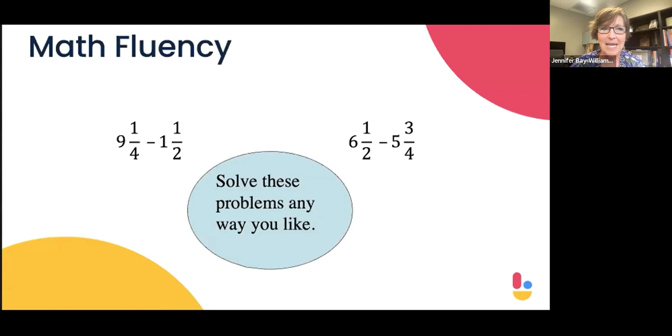So to begin, if you would just solve these two problems any way you like, you do not need to enter anything in the chat. You can put it on a post-it off to the side, whatever you like, and I'll be quiet for a little bit for you to think through solving those problems.